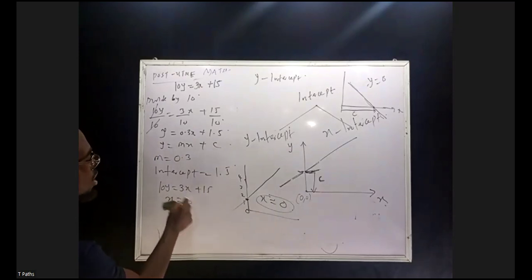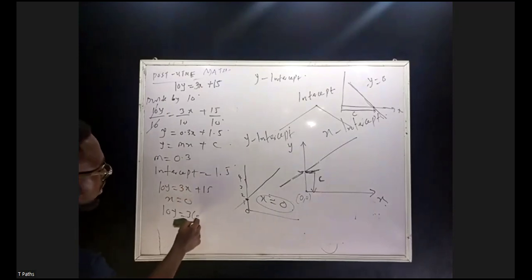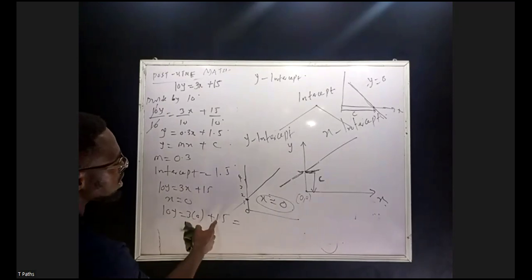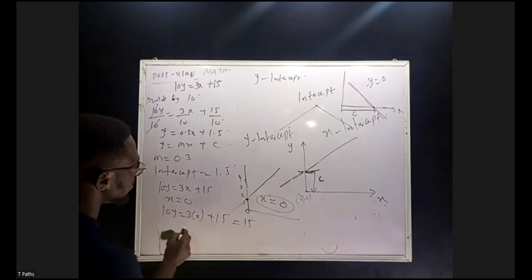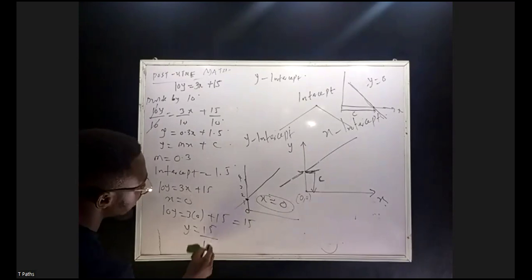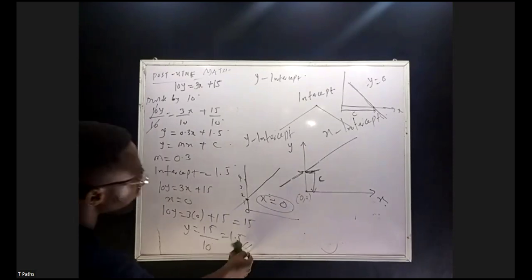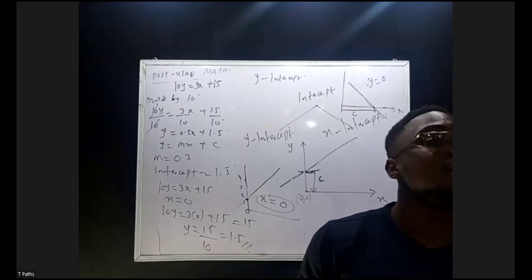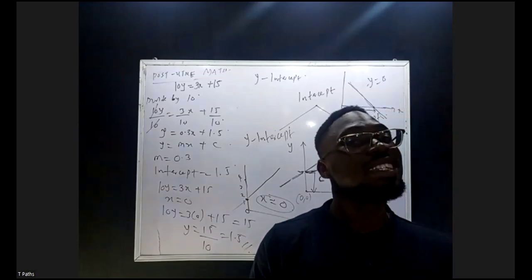If I make x equal to 0, then y equals 3 times 0 plus 15. What do we have? 3 times 0 is 0, 0 plus 15 is 15. What will now be my y? 15 divided by 10. What is the answer? 1.5. Am I making sense?